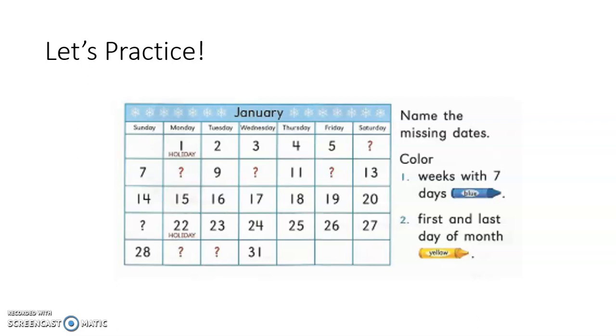7, yes. Now, notice that the 1 starts on Monday. That means that every month doesn't start on the same day. It's not always going to start on a Monday. It's not always going to start on a Sunday. It's how the numbers line up.